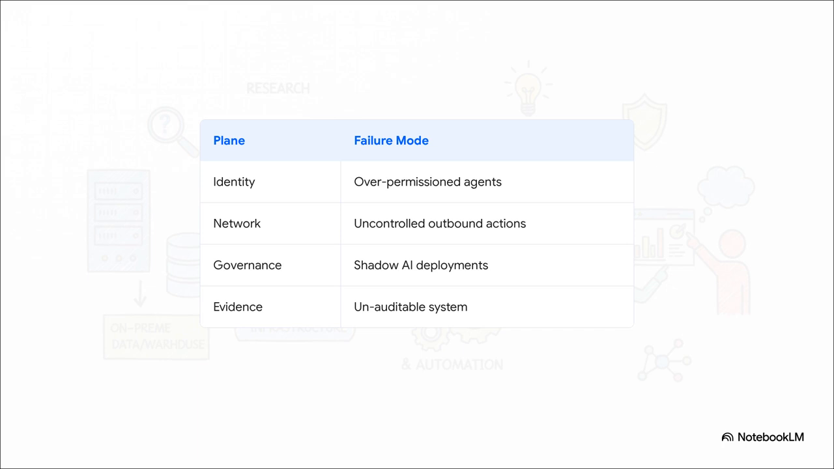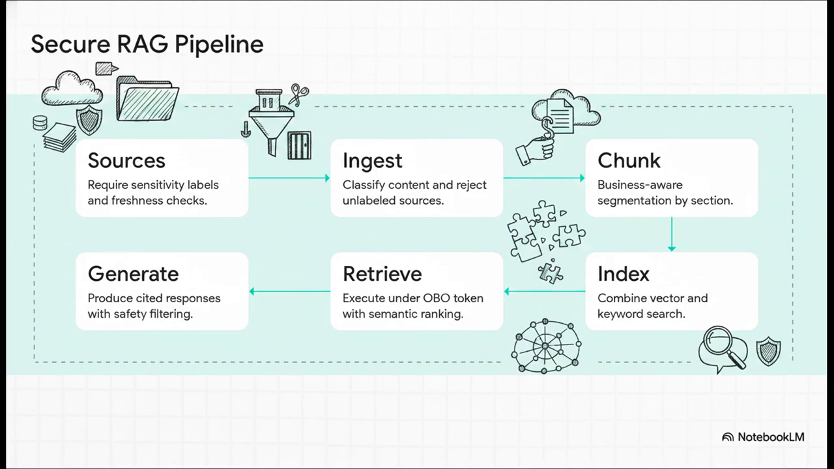And my personal favorite trap, the evidence plane. If you don't link actions to ITSM records, your system is unauditable. Just imagine an auditor asking for proof of an AI's decision, and you have 0 records to hand them. It is game over. Moving right along to our 2nd architecture, Secure Grounded RAG.